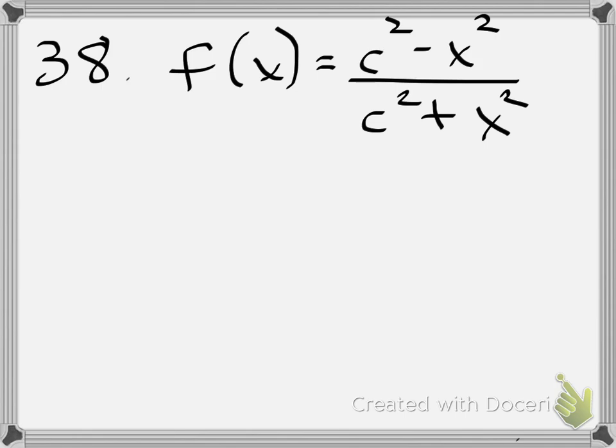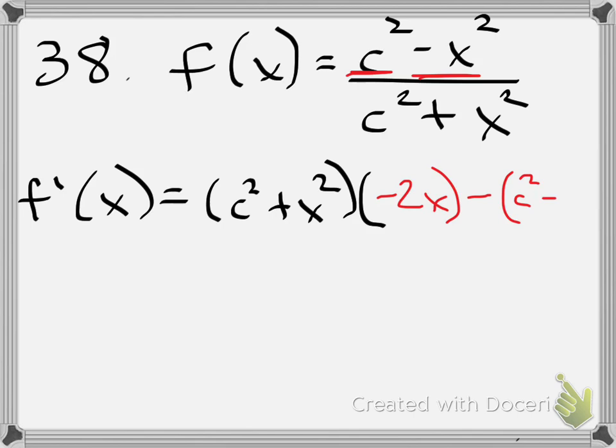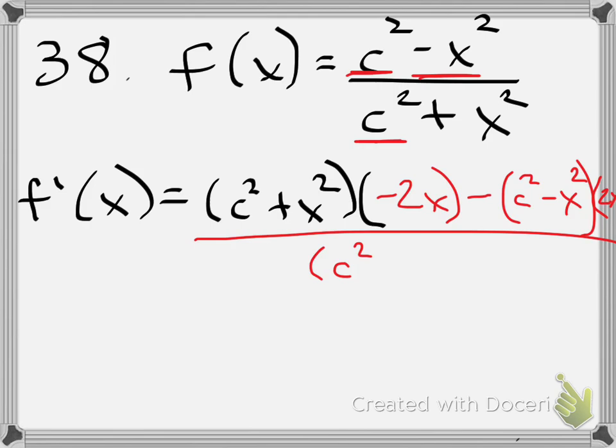So when we go to take the derivative, this is a quotient, so we're going to do quotient rule on it. So we're going to do low d high minus high d low over low squared. So c squared plus x squared times, the derivative of the high, the derivative of c squared is a 0 because it's just a constant, and this is negative 2x, minus high, c squared minus x squared, times derivative of the low is the same thing. This is just 0, and that's a 2x. All over low squared.